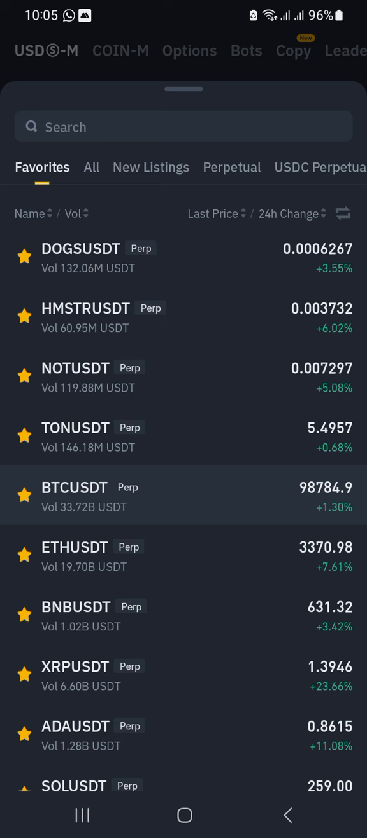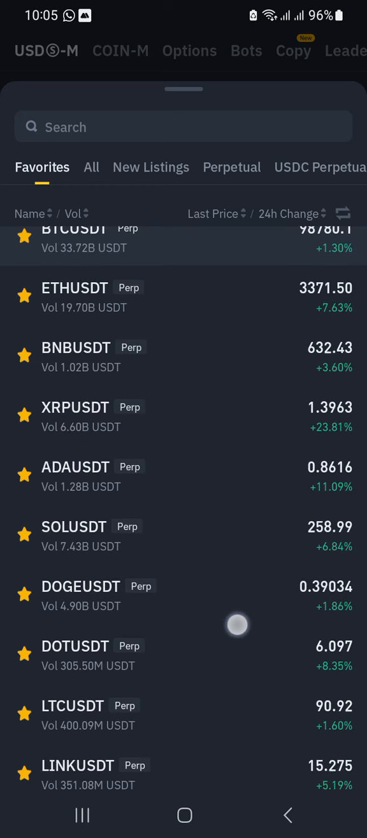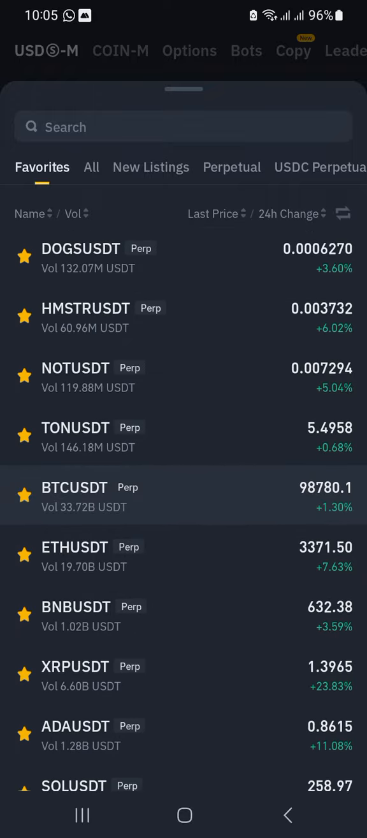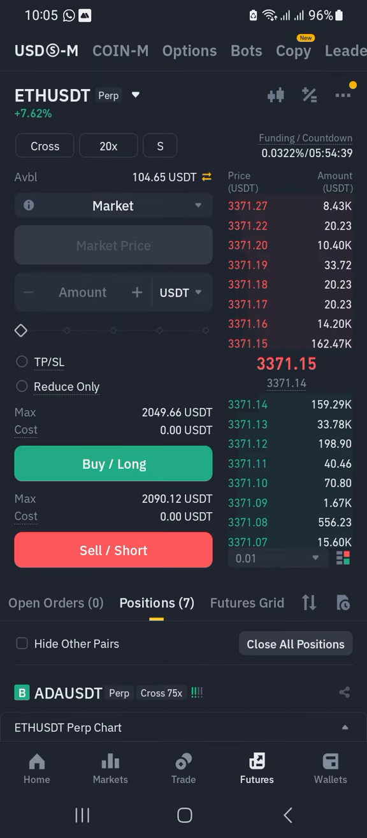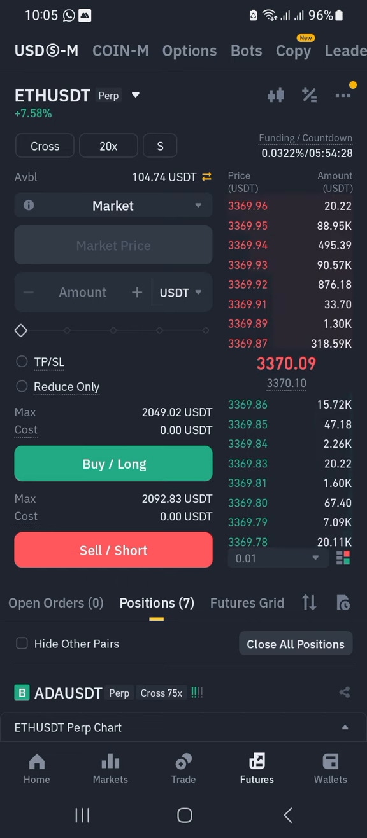So let me choose my Ethereum/USDT. Where is it? It's one of my favorite pairs. If you don't have that, check that. Where is it? Right. So I've selected that. You can see that, and it is a perpetual contract. Now I have the cross margin selected. I've explained that already. Then the leverage.